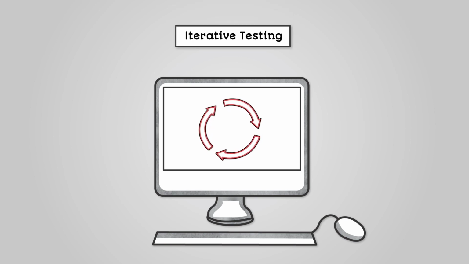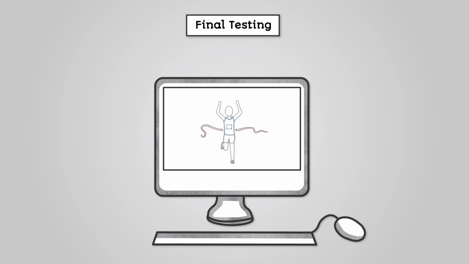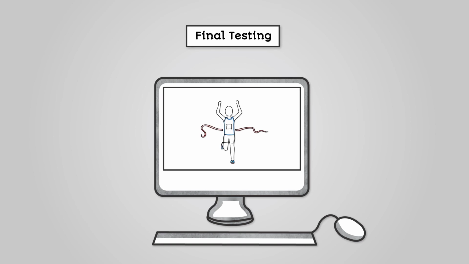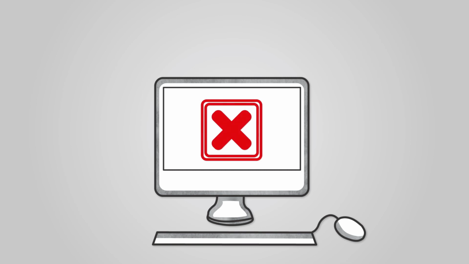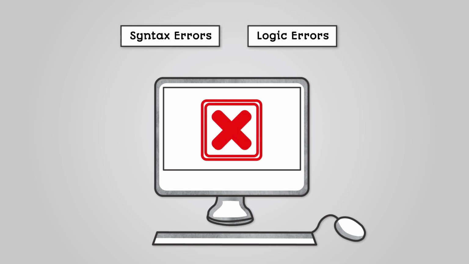Iterative testing, where you test modules of the program as you go along, testing code as soon as it is written. This means that you find and fix errors as you go, but it can take a long time to get to a finished program. And final testing, where you test the program when it is finished. This means that you get to the finished product, but if there are any issues, you need to go back and fix them. The two main types of error we are looking for are syntax errors and logic errors.